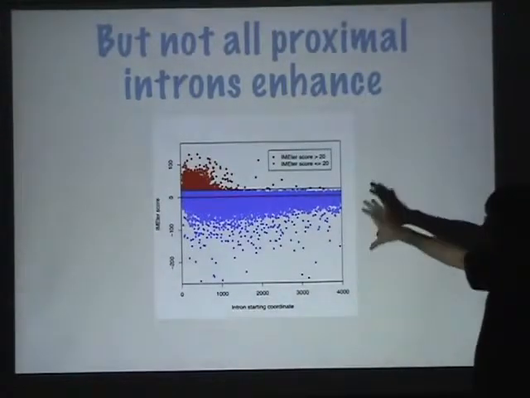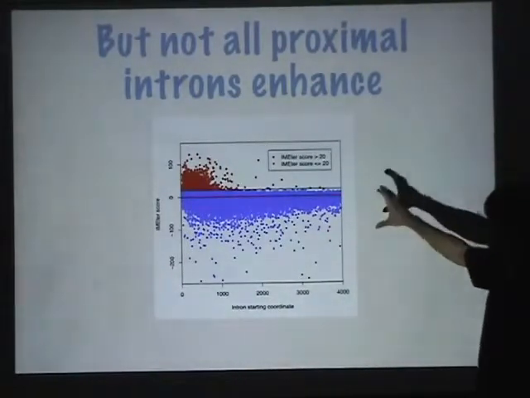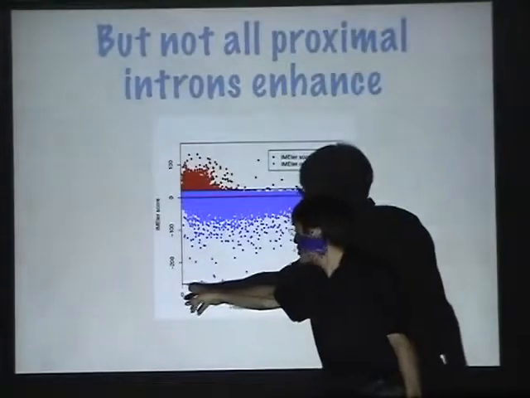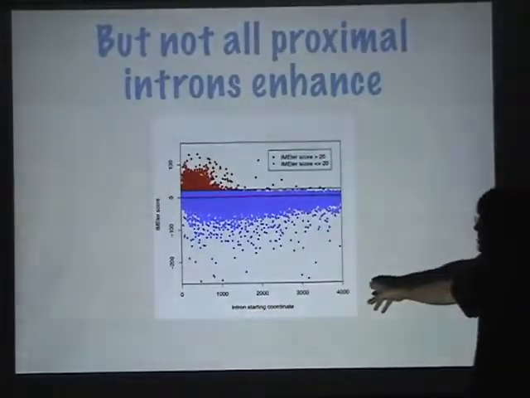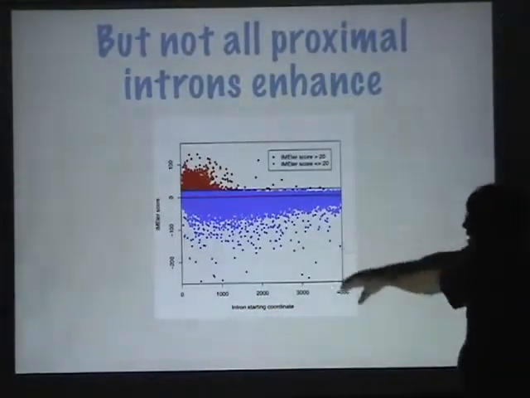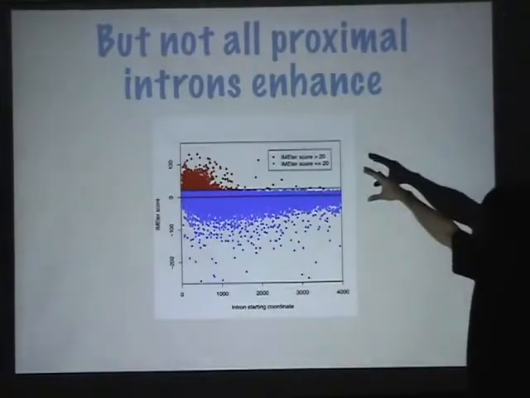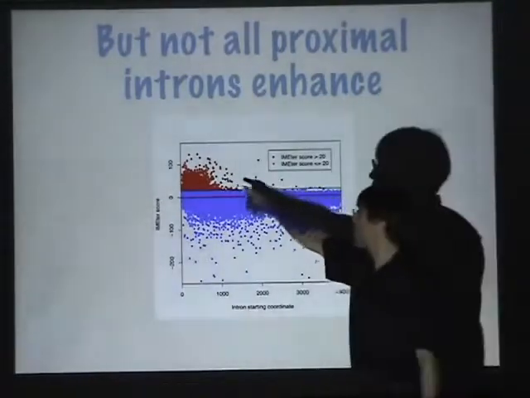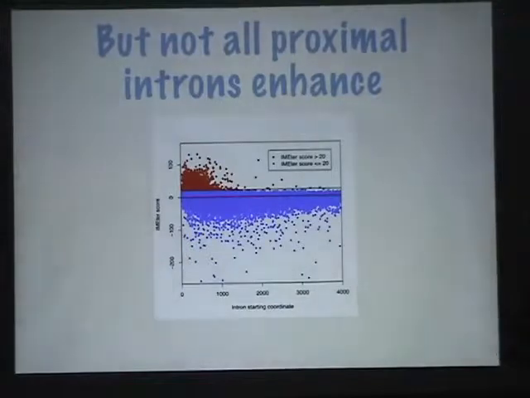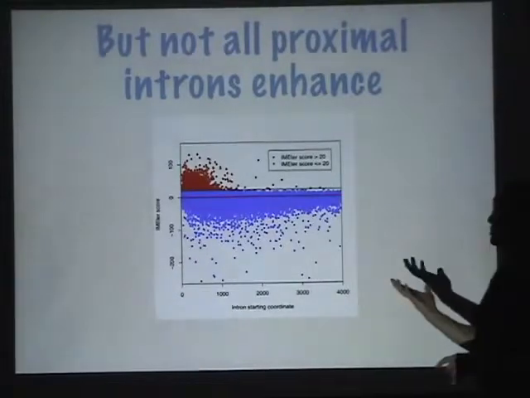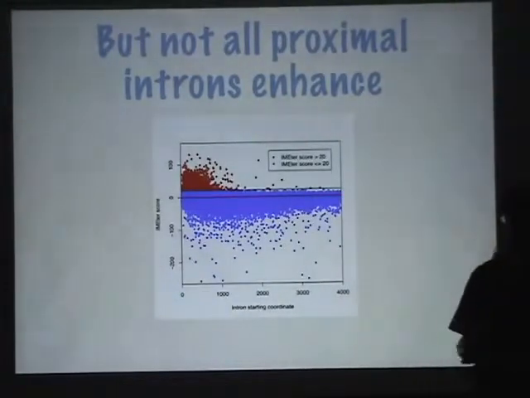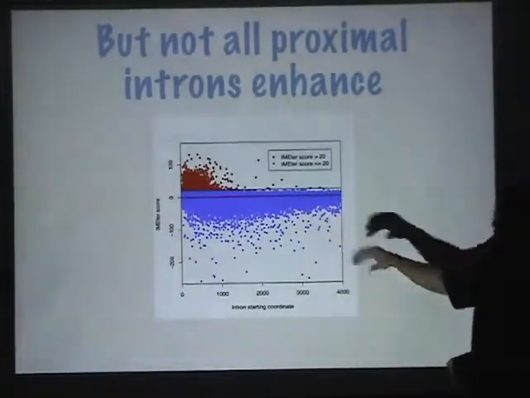So we took all of the introns and we plotted them out. So the position, how far away from the promoter it is, and then what the score of that intron was. And you can see these ones that are red up here, we've identified those as high scoring. Most of those are near the beginning of genes, as we expect. But not every intron near the front enhances gene expression. Some of them more than others.